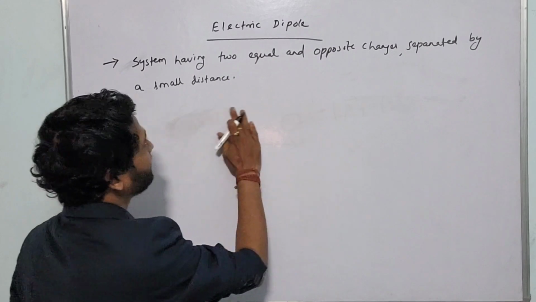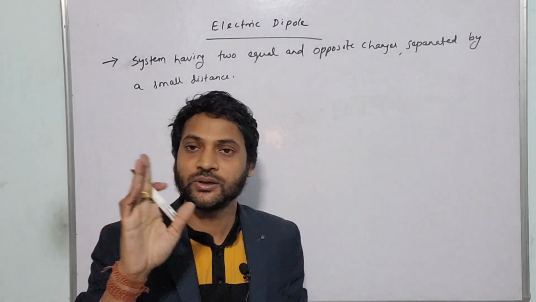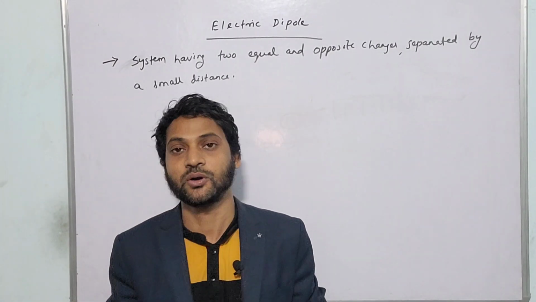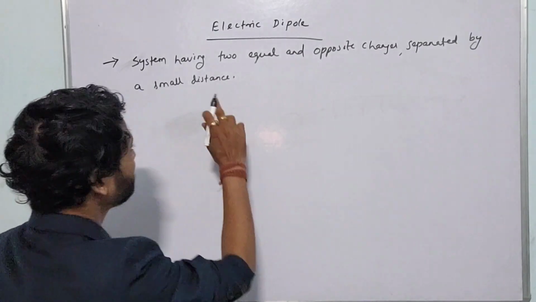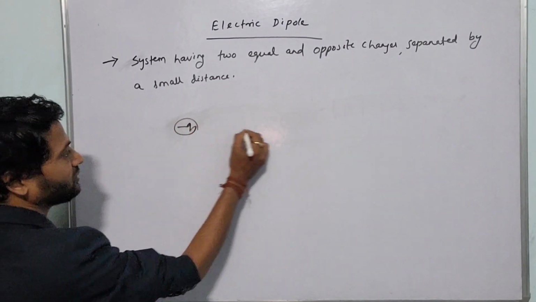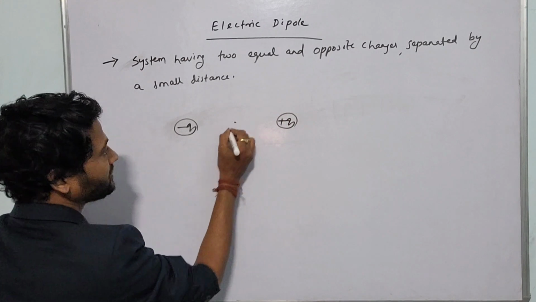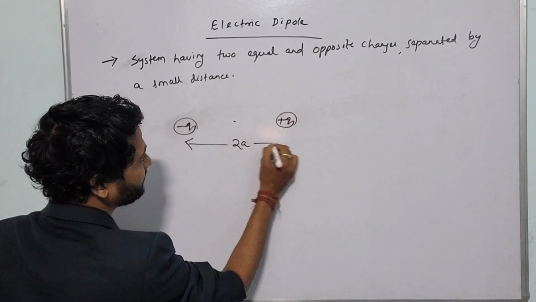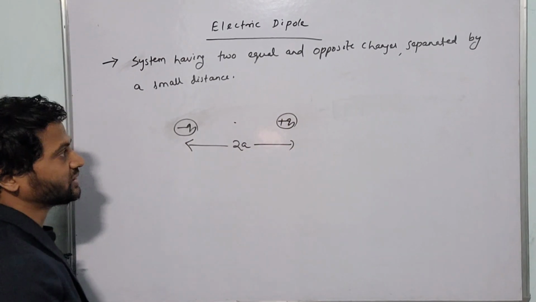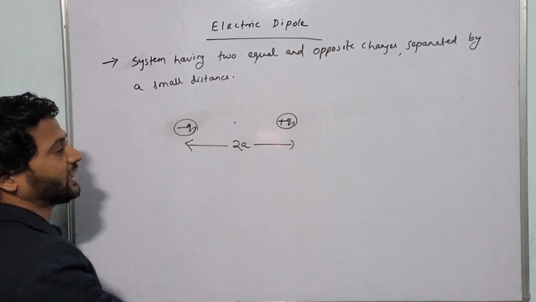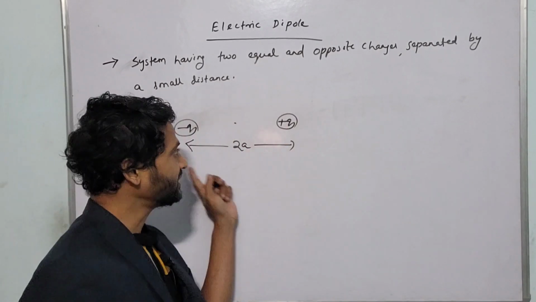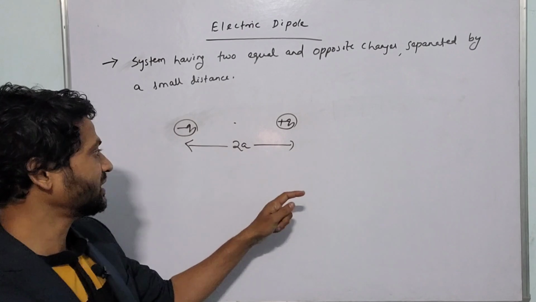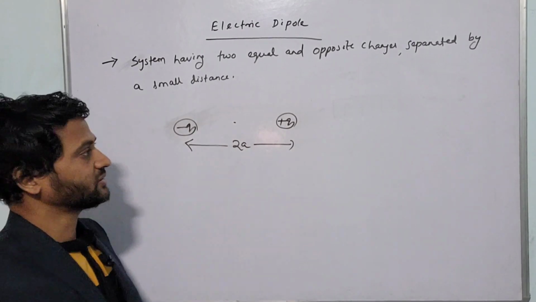ठीक है, देखते हैं इलेक्ट्रिक डाइपोल क्या होता है। इलेक्ट्रिक डाइपोल इज अ सिस्टम हैविंग टू इक्वल एंड ऑपोजिट चार्जेस सेपरेटेड बाय अ स्मॉल डिस्टेंस। सो मतलब इलेक्ट्रिक डाइपोल में दो चार्ज होता है एंड द सेपरेशन बिटवीन देम विल बी वेरी स्मॉल, that is the separation between two charges. So this entire system is called electric dipole. Again I repeat, dipole is an arrangement which will have two equal and opposite charges separated by a small distance.